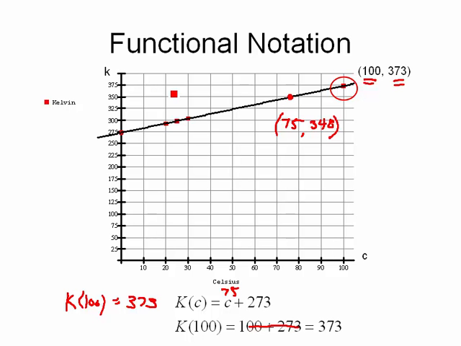In addition, you'll notice that every time I'm putting in an input in place of C, I'm only getting one output. That's telling me this is a function. But if someone uses function notation, you have to assume that that's the case to begin with.